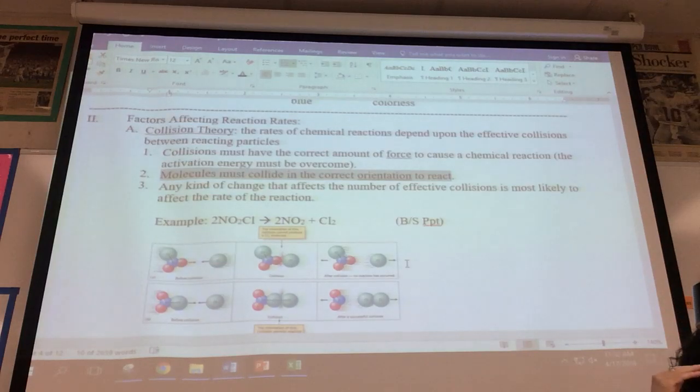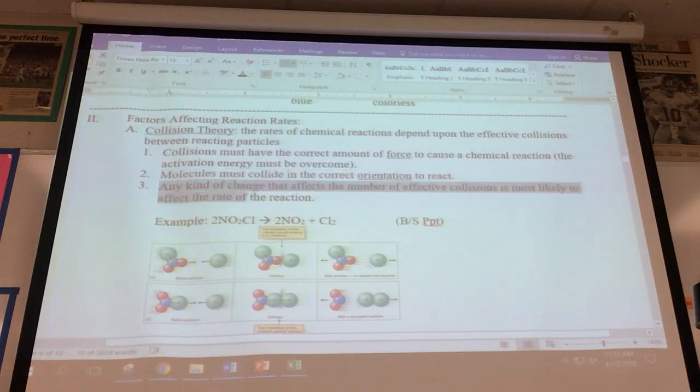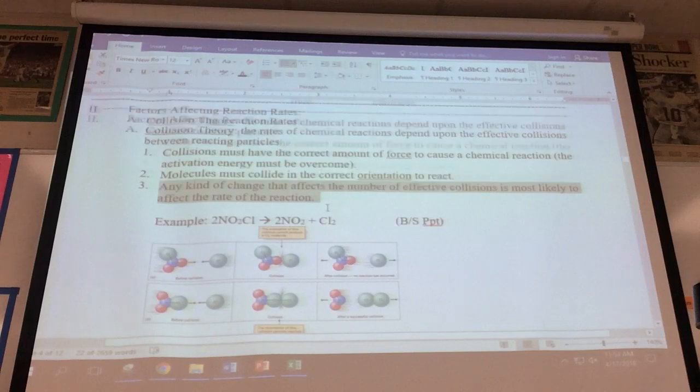But because you pulled up at the last minute, this is one of the reasons why in football they do not allow helmet to helmet anymore, because so many of the guys were getting concussions. So they're trying to change the orientation so that that collision isn't successful. In chemistry, enough force, orient the molecules correctly. Any kind of change that affects how many effective collisions occur will affect reaction rate.